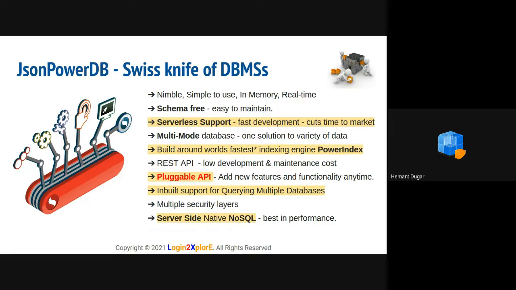If I compare this with any database like Oracle or MySQL, you are not allowed to add new commands in those databases. You are not allowed to modify their existing commands. But JSON PowerDB will allow you to create new commands, modify them, and release new commands, version 1, version 2, like this, dynamically.